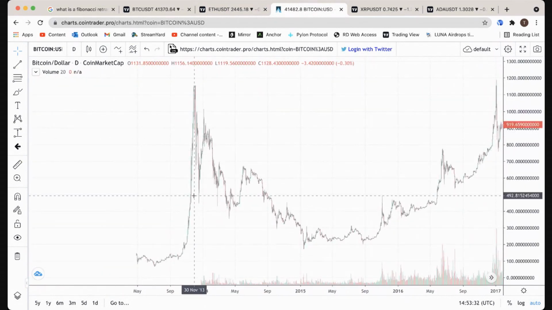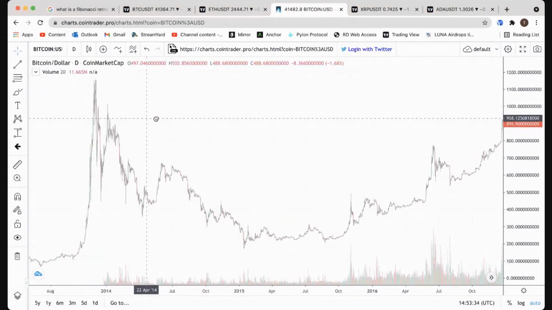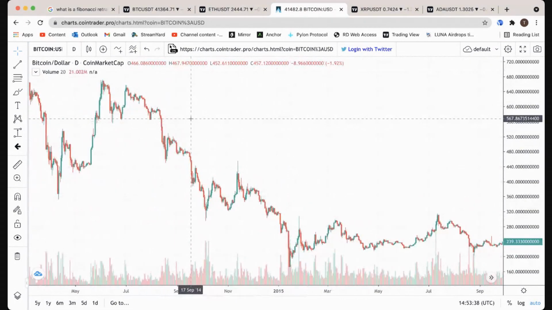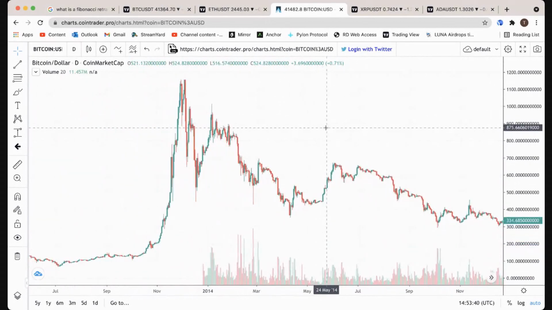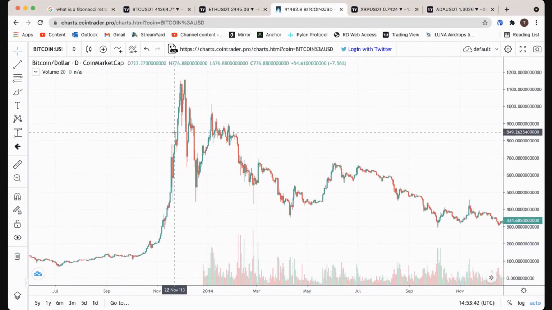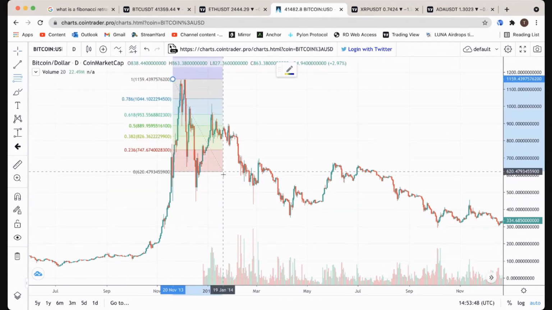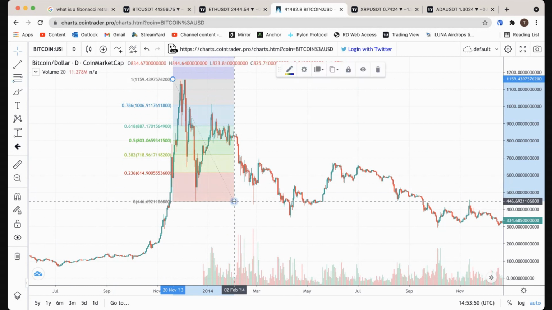However, what we can do is go over to Bitcoin's very first bull run back in 2013. This can work for absolutely anything, guys. I'm just trying to show you how powerful it really is, to save you some money. This was the blow off top. We had a capitulation. That would have been our bottom. We get our Fibonacci retracement, and we go down there.